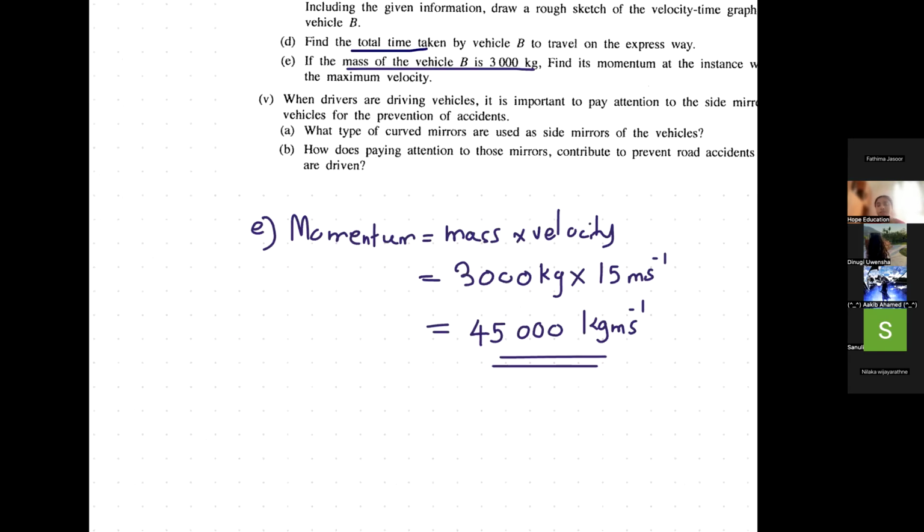Did you all understand that? Yashini, Fatima, Oneli, Batula, is it clear? Others?